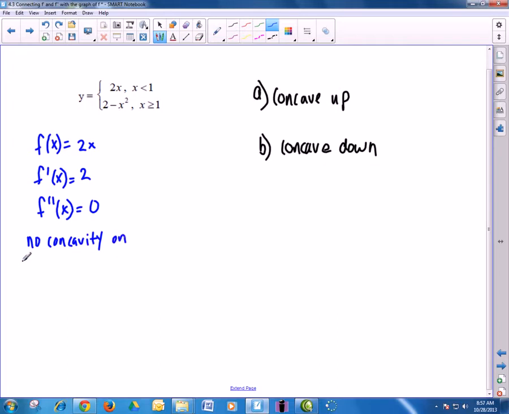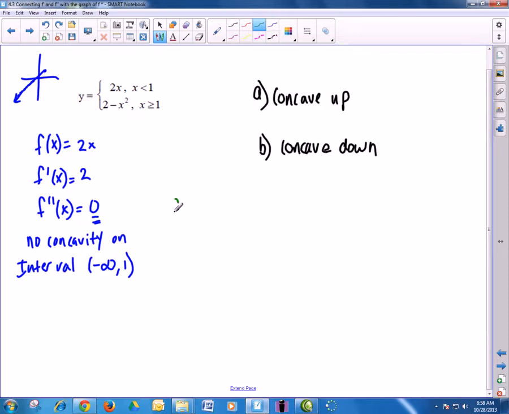On the interval from negative infinity to 1. Okay, now since we got 0, think of the line 2x. If you were to graph it, it's just, from negative infinity to 1, something like this. Look, the concavity means that there's a change in the slope. But you notice from negative infinity to here, there's the same slope. So there's no change in the slope, so there's no concavity to that graph.